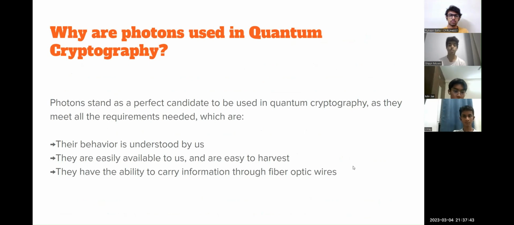Now, why are photons used in quantum cryptography? Photons stand as a perfect candidate to be used in quantum cryptography, as they meet all the requirements needed, which are that their behavior is understood by us, and due to this, they are easily available to us and are easy to harvest. They also have the ability to carry information through fiber optic wires.